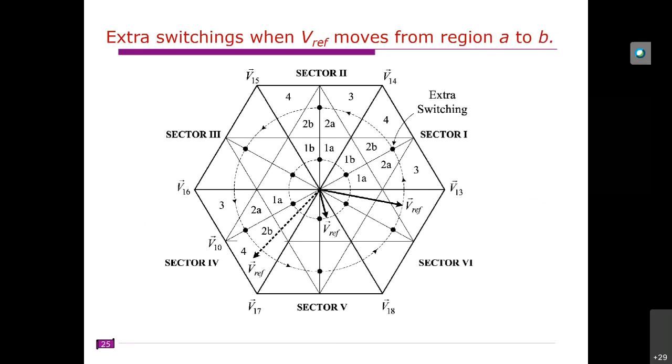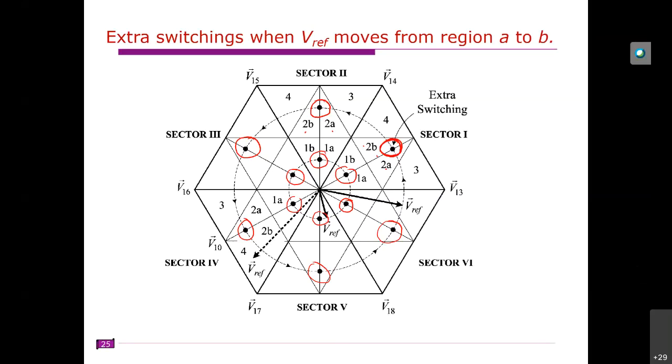So these are the points where you have these extra switchings, right? This dot is an extra switching. When it is changing from 2A to 2B, you have extra switching, and here also you have extra switchings. Similarly, when it is changing from 1A to 1B, here also you have one extra switching. Clear? It's clear? Yes, sir. Yes.